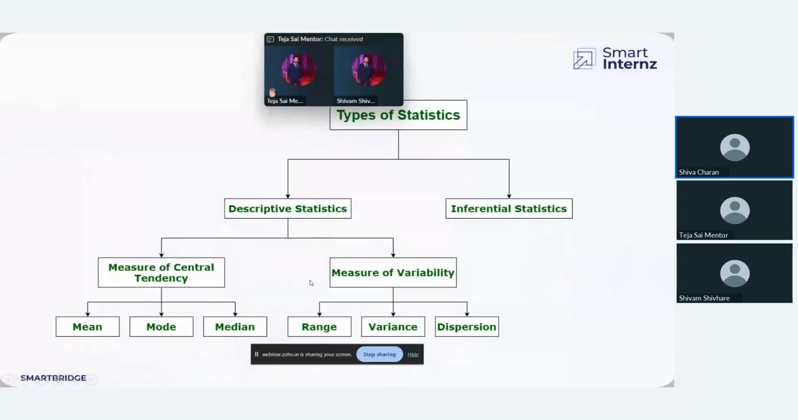Coming to measures of variability, here we'll be having range, variance, and dispersion. So these are the types of statistics which we'll be having, and under descriptive statistics only we will be having qualitative and quantitative data.